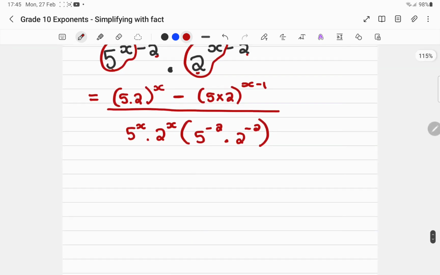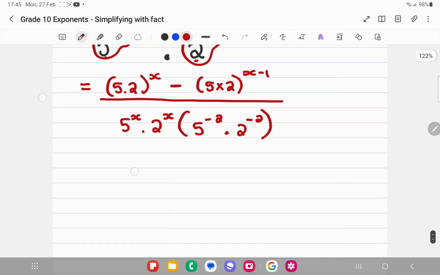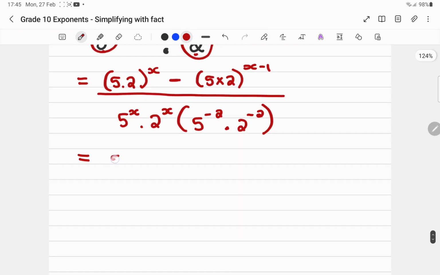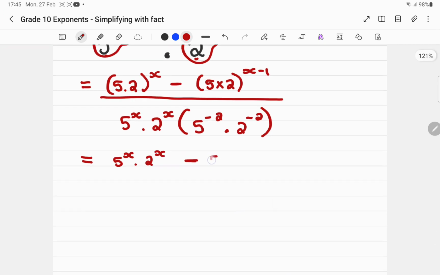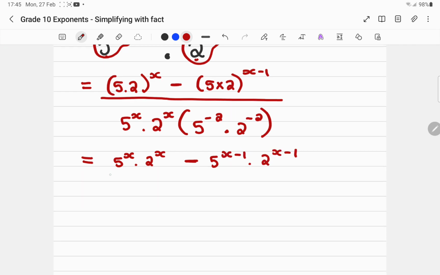Okay, so at the top, everything inside the bracket is to the power of x. So it's going to be 5 to the power x times 2 to the power x minus 5 to the power x minus 1 times 2 to the power x minus 1, all over the bottom that I've already factorized.